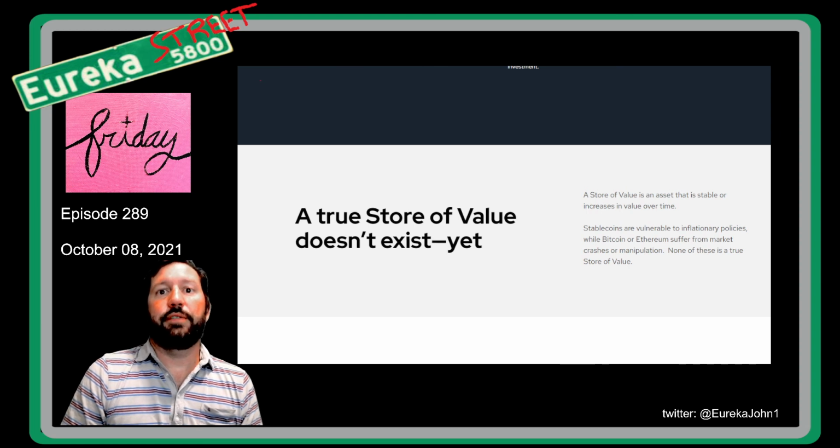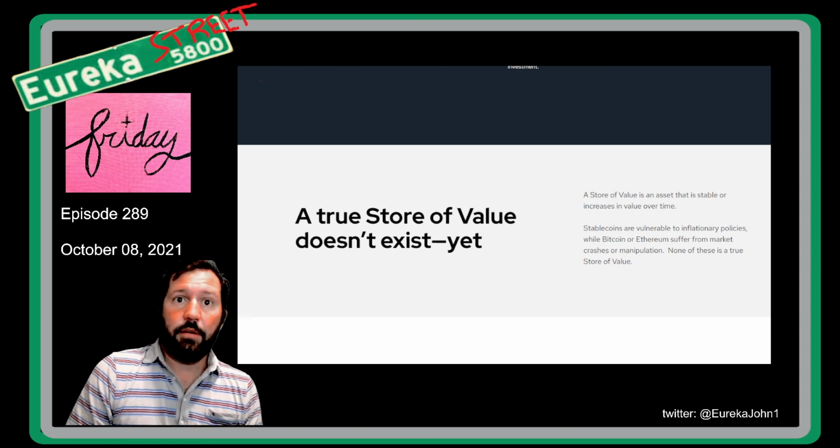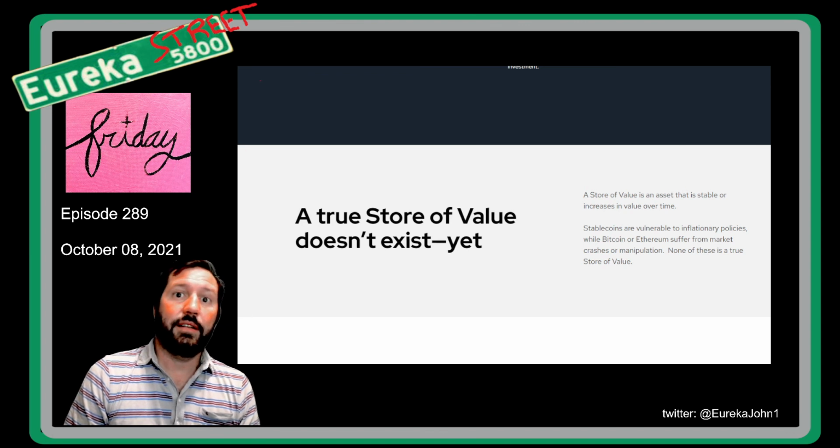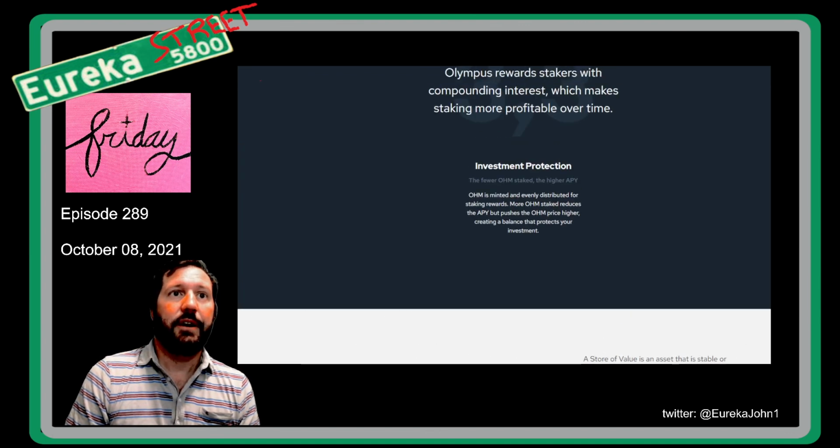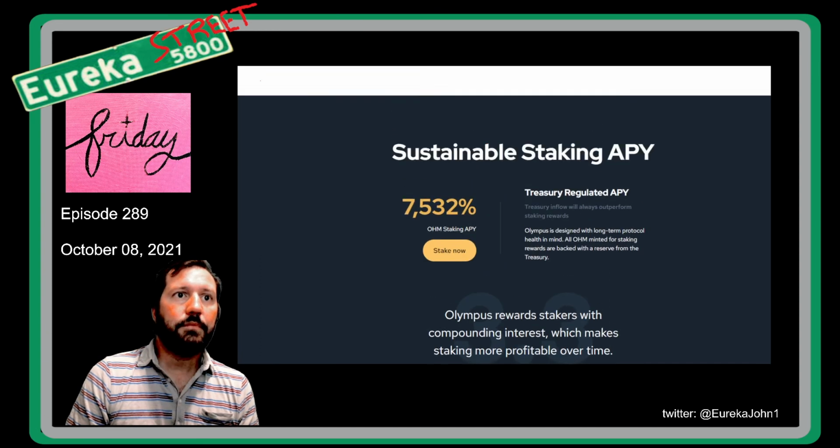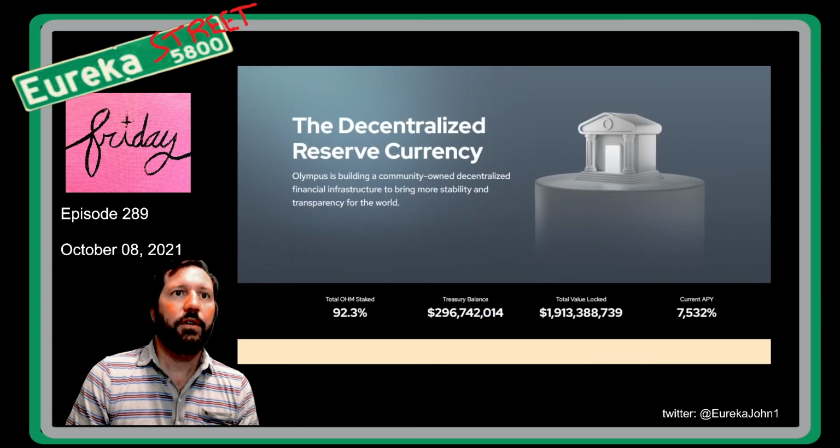Stablecoins are vulnerable to inflationary policies, as we see right now, while Bitcoin and Ethereum suffer from market crashes or manipulation and volatility. None of these is a true store of value. All right. Interesting. So where is this Olympus Pro? Olympus Pro, yeah, right here.